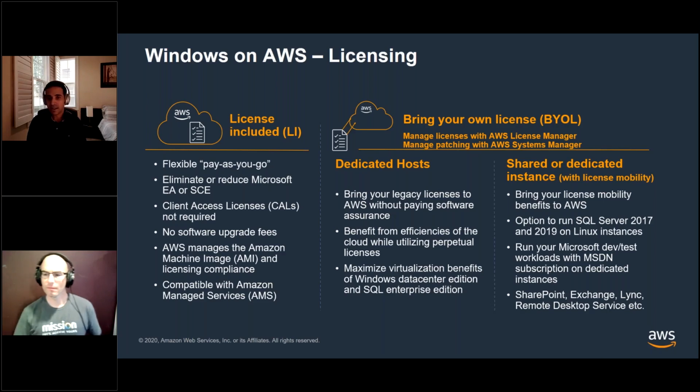We also have a second option, which is called bring your own license. So we have a lot of customers who have existing licenses with Microsoft through their EAs, and they simply just want to bring those licenses over to AWS to be used on the AWS platform. So we have the option of managing these licenses that you bring to AWS through a service we have called AWS License Manager. AWS License Manager is a really cool service.